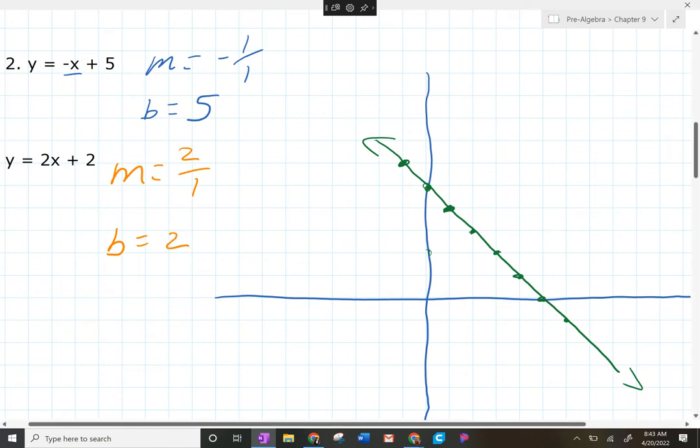Anybody want to put the point on that one? Austin, you want it? Go for it. First point on the b value. Fantastic. Okay. Yeah, you went from right here, you just went up to 2. That's where my very first point's going to be. And then my slope is what? Positive 2 over 1.